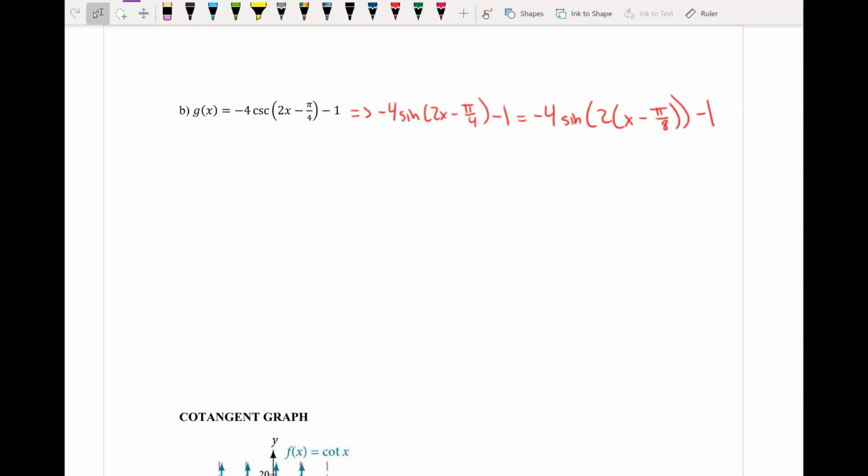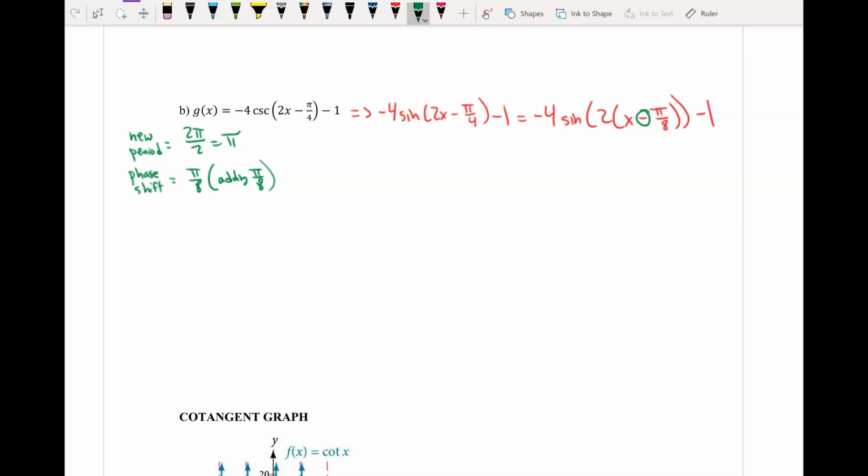All right, so now let's start off with my period. So what will be my new period? My new period will be 2 pi over b, which is 2 pi over 2, which again gives me pi. So it'll complete one full cycle in pi units. And you can see now that my phase shift is going to be pi over 8. So basically what I'm going to be doing is doing the opposite of what this tells me. So I'm going to be adding pi over 8.